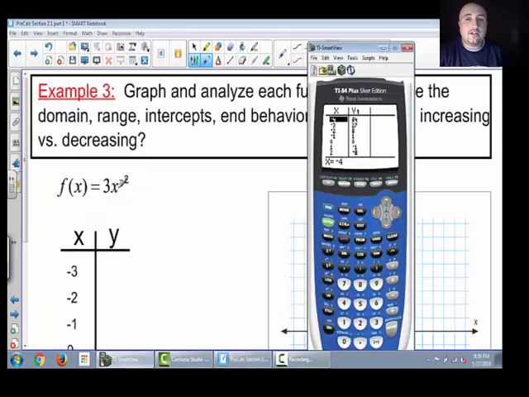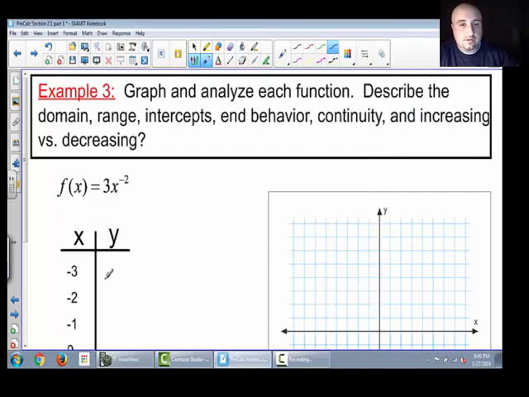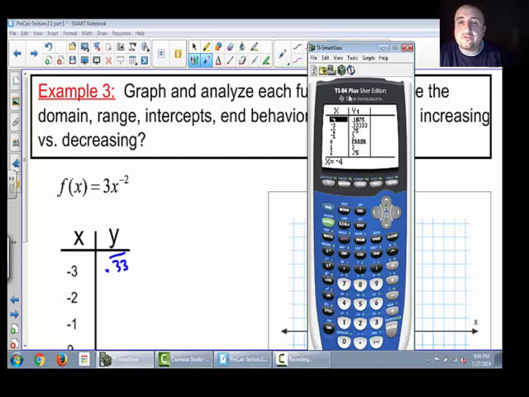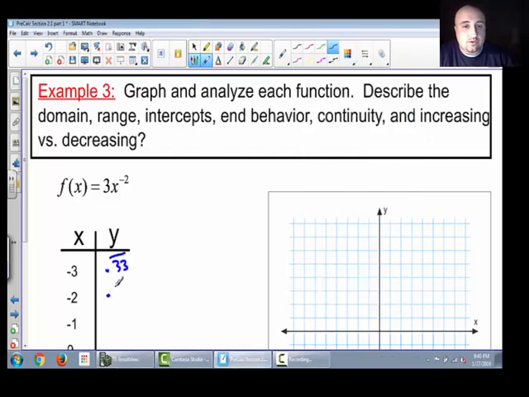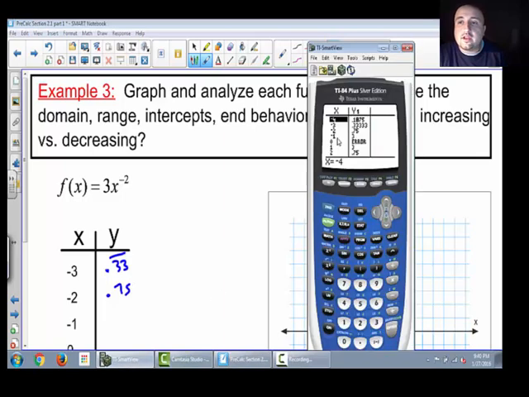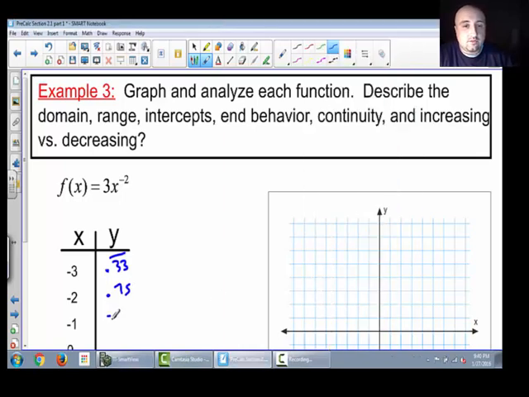All right, so I'm going to go into my calculator now. I'm going to go to y equals 3x to the negative second. Not worried about the graph. I want to go to the table. So table. All right, so we're starting at -3 again. If you see, -3 is 0.3333 repeating. All right, what about -2? -2 is equal to 0.75. What about -1? -1 is 3.